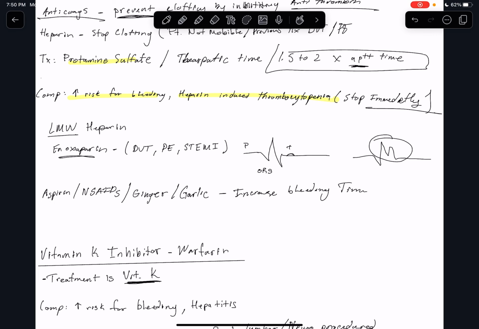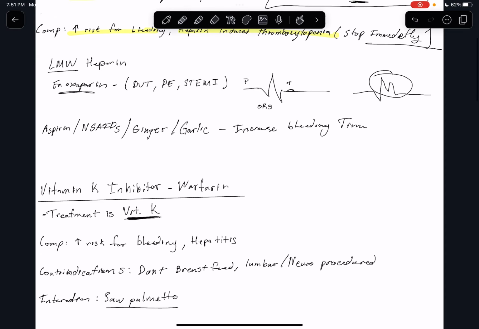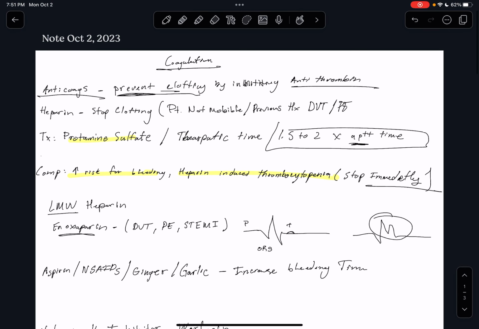So this is going to be bloody stools, bleeding in the urine. You're gonna want to tell the patients, hey, if you bump into something, make sure you're not bruising up too bad. If the bruising looks like it's getting worse, come in. You might be internally bleeding. You might not know. That's all you need to know about your anticoagulants.